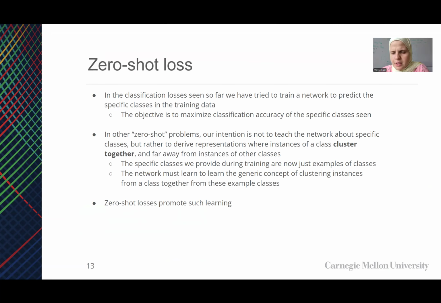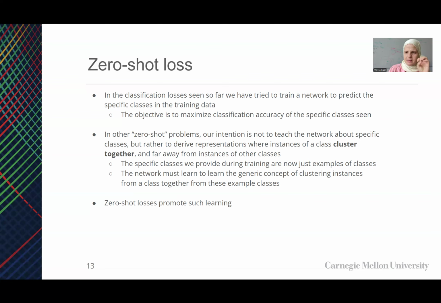Now for the zero-shot loss. In the classification losses seen so far, we have tried to train a network to predict specific classes in the training data. The objective was to maximize the classification accuracy of the specific classes seen. In zero-shot problems, our intention is not actually to teach the network about specific classes, but rather to derive representations where instances of a class cluster together.